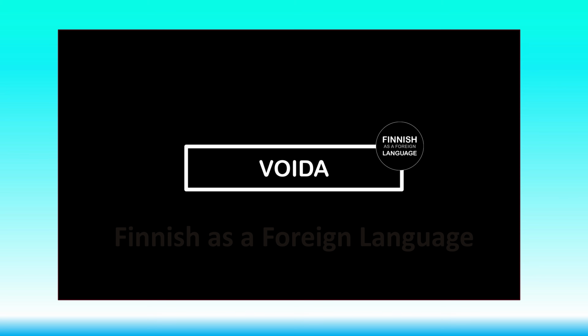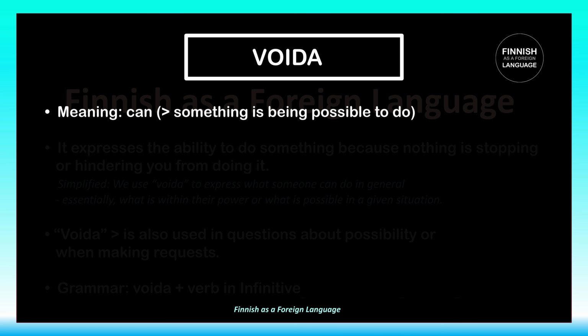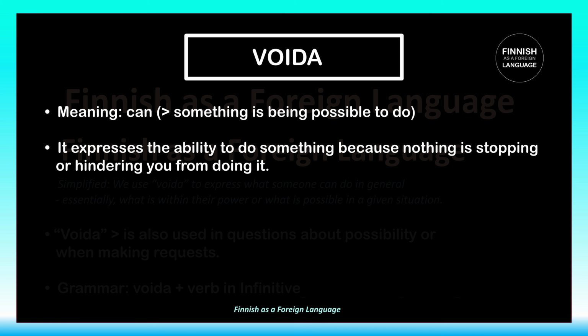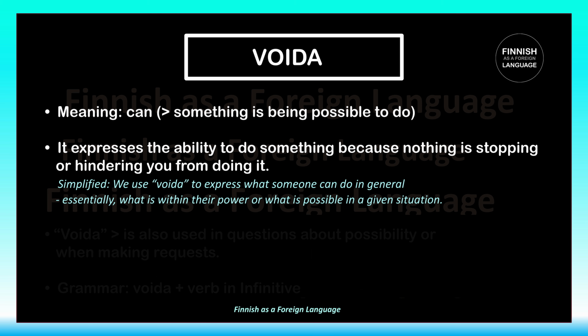Our first one is voida. Voida means can, but specifically in the sense of something being possible to do. In other words, it expresses the ability to do something because nothing is stopping or hindering you from doing it. To put it simply, the verb voida is used when we're talking about what someone can do in general, essentially what is within their power or what is possible in a given situation.